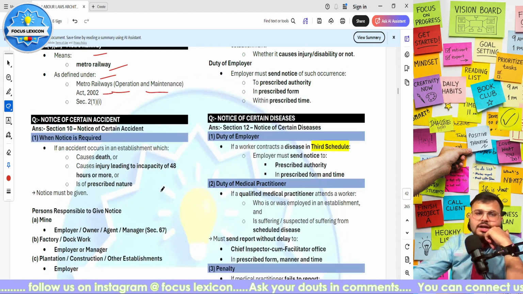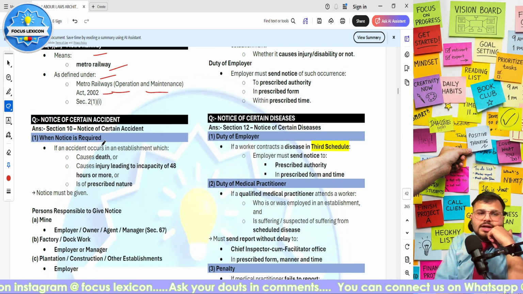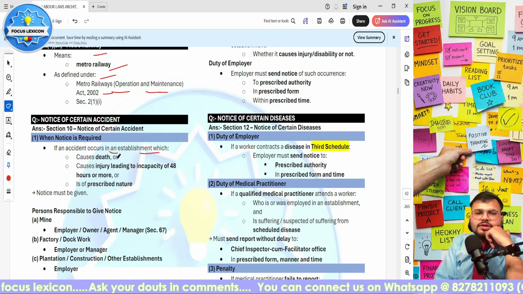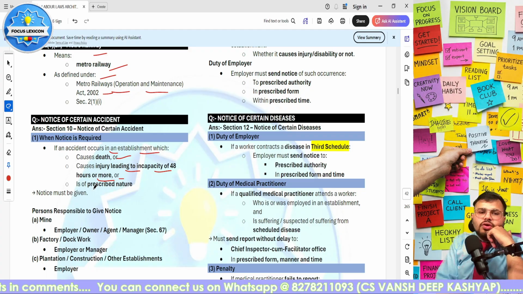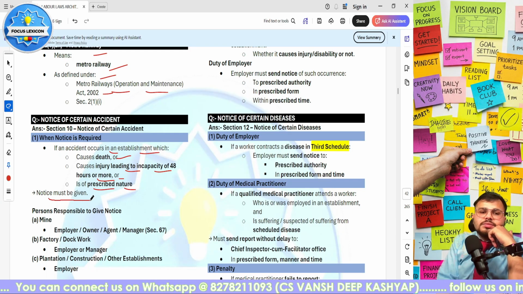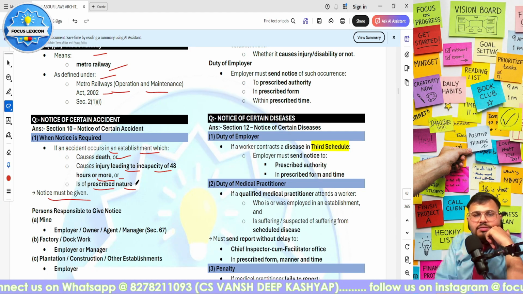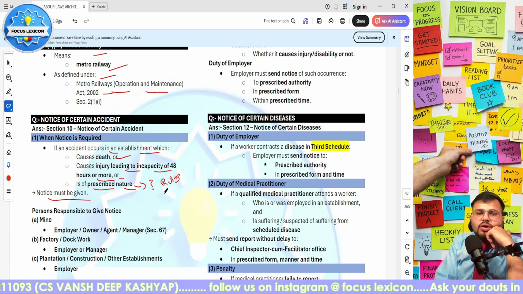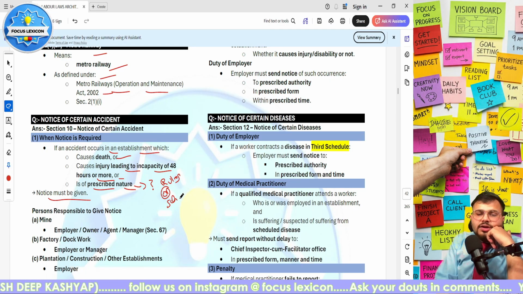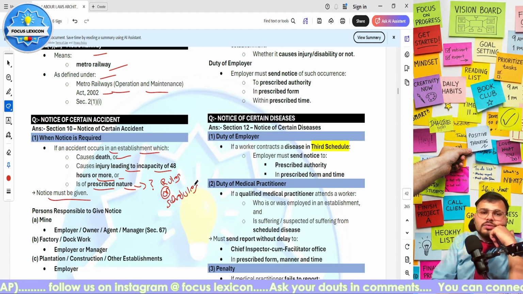Notice of certain accident. Section 10, notice of certain accident. If an accident occurs in an establishment which causes death or causes injury leading to incapacity of 48 hours or more, or is of prescribed nature, notice must be given. Now, where will it be prescribed? It will be prescribed in rules or schedules.